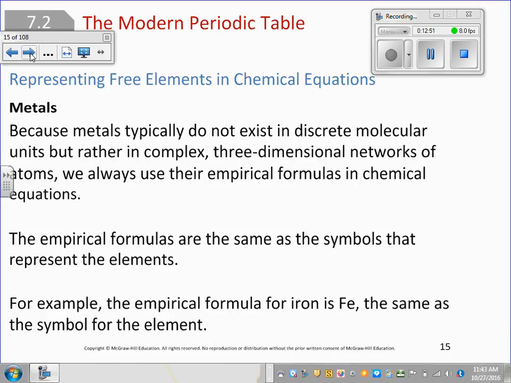Metals typically don't exist as discrete molecular units, but as complex three-dimensional networks. If you're talking about a metal in an equation, we use its empirical formula. So if I talk about sodium in an equation, I just use its formula, Na. Its symbol. Iron is Fe.